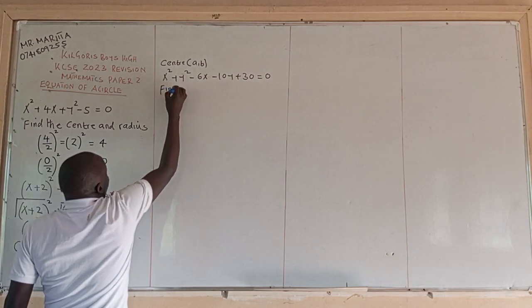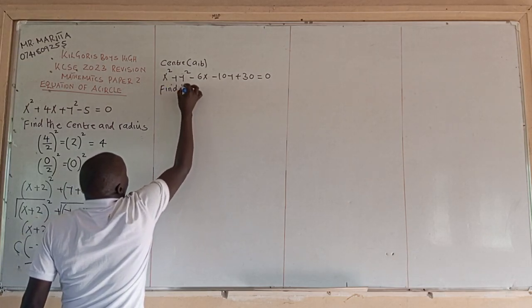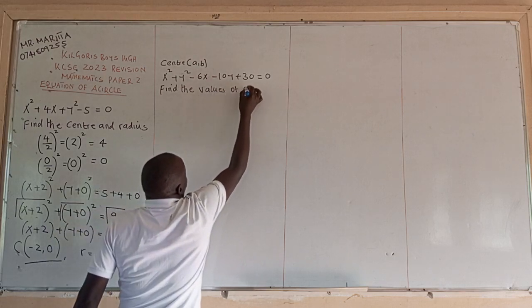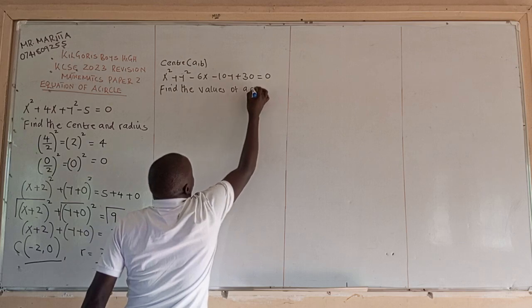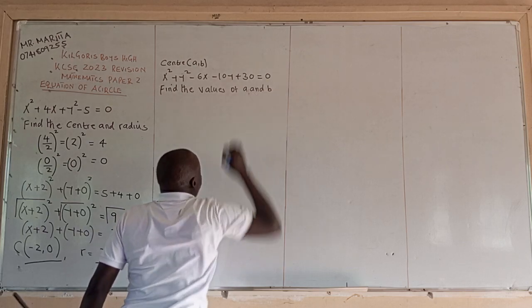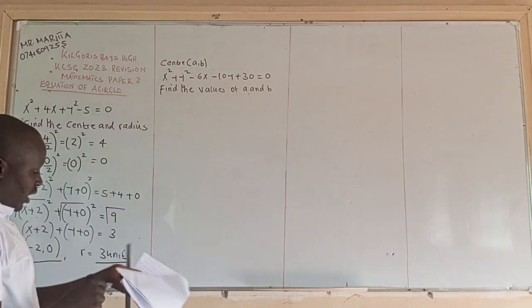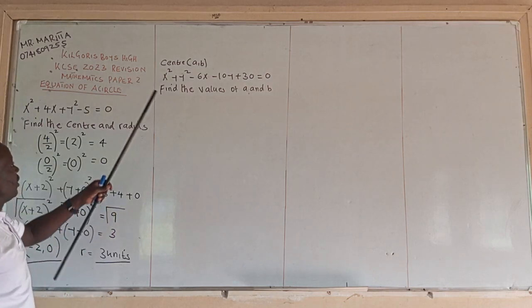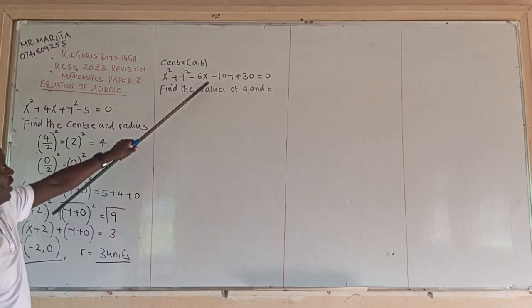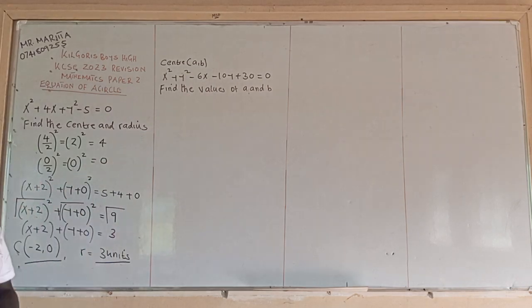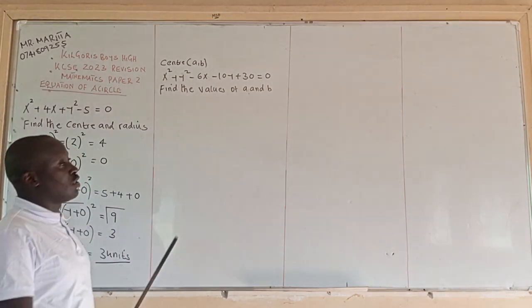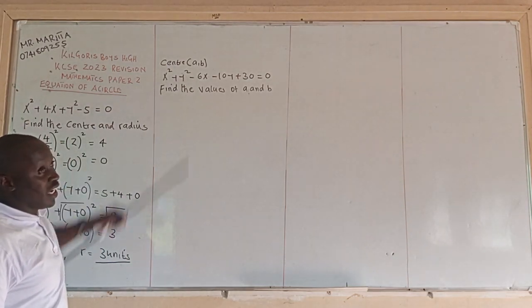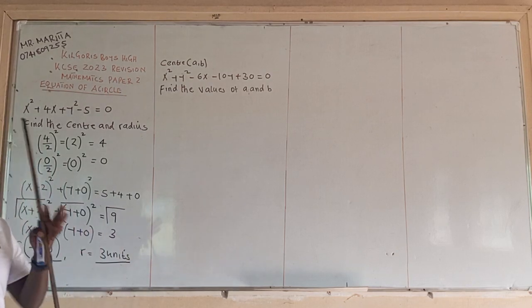Find the values of A and P. Let us look at this one here. We have x squared plus y squared minus 6x minus 10y plus 30 equals 0. You use the complete square method. The simplified method here is we can complete the square on x, a very simple procedure.